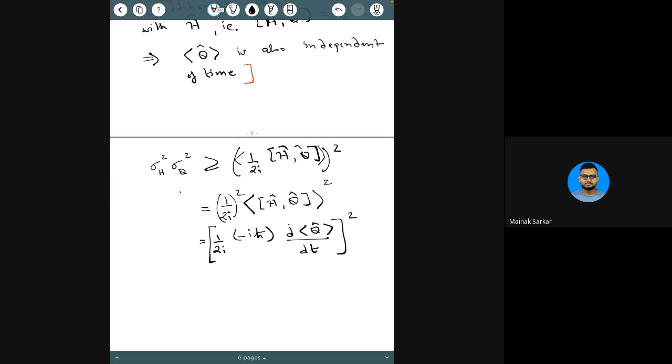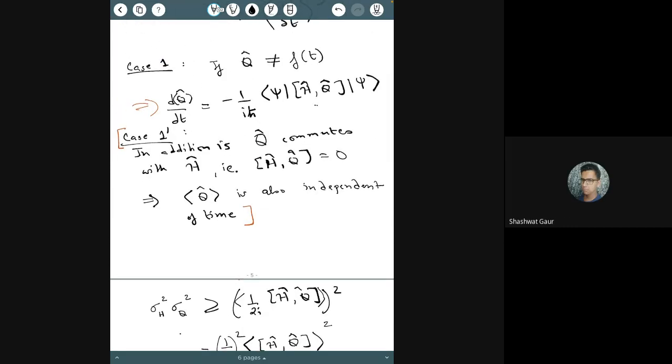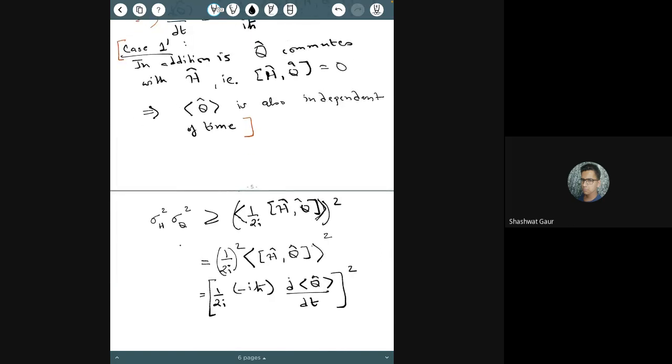Could you move to the previous page for one second? Ma'am, psi and psi conjugate were also there in the original equation in the integration. Where are they? Because now there is only the commutator. Yes, there's the expectation value, so that is there still. I'm still writing the expectation value, so psi star psi is there. It's still there.